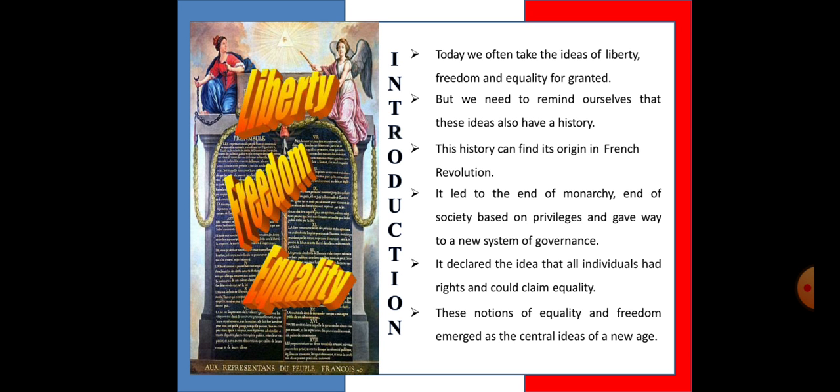It led to the end of monarchy. You all know, we have learned about dictatorship and monarchy. So in France also there was a monarchy system and it was ruled by Louis XVI. To end this monarchy and dictatorship, the people of France started raising their voices against the dictatorship of the monarch.